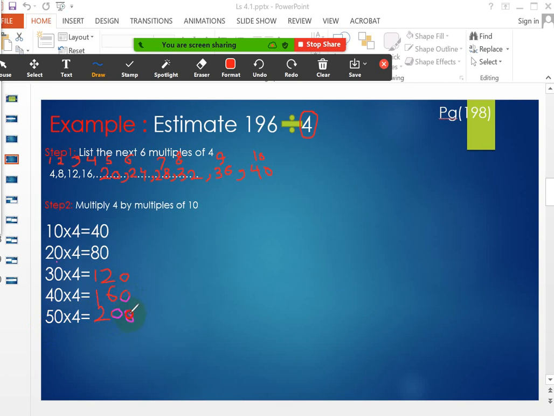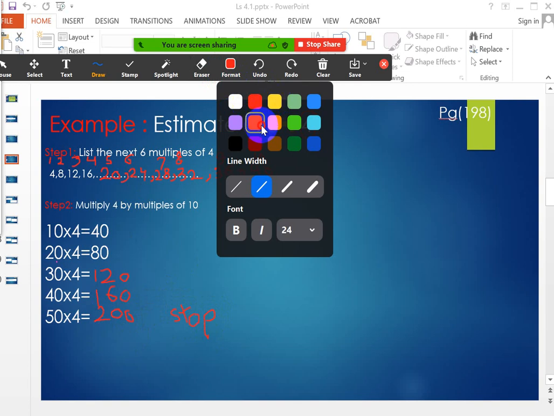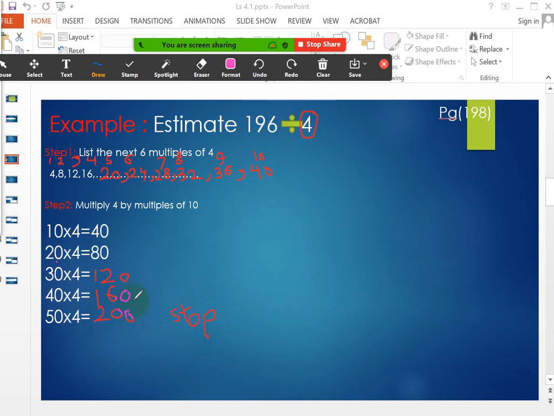So look, we reached 196. Yes, of course. Look, 200 is greater than 196. So we have to stop. So I will stop here and I will look at the number 196. It's between those two multiples, right? Between 160, sorry, and 200. Here, between those two numbers.